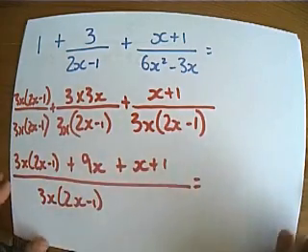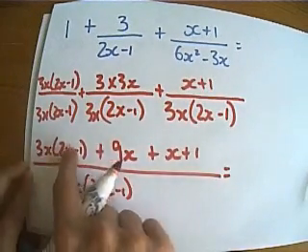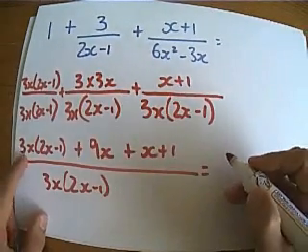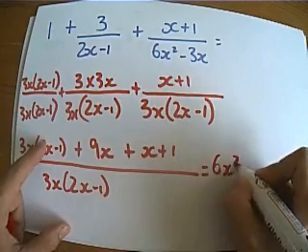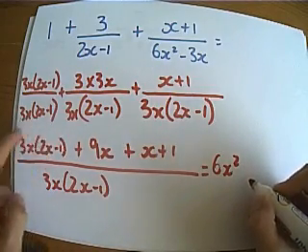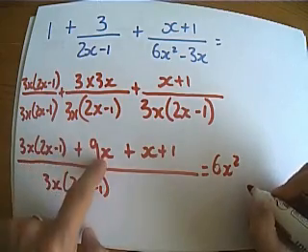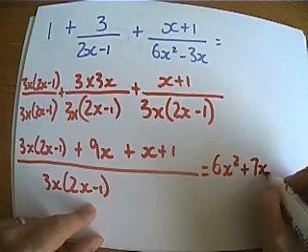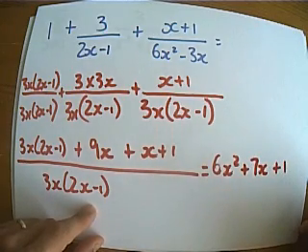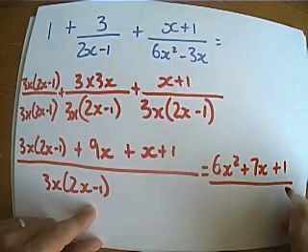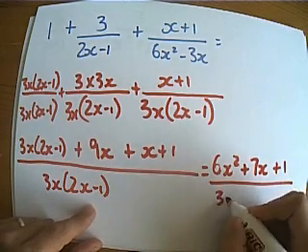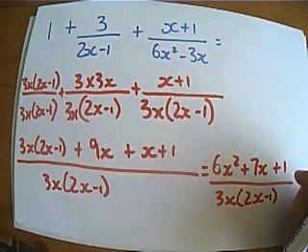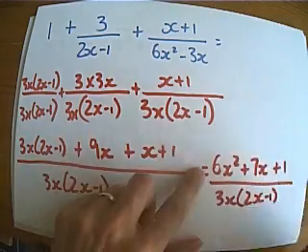Aha, this is beginning to look like a quadratic on the top, isn't it? If you have a look, we're going to end up with 6x squared minus 3x plus some x's. So let's just expand the brackets and tidy this up. 6x squared we're going to have. We're also going to have minus 3x, but then we're going to have plus 9x plus x. That's plus 10x. Take the 3x, that's going to be plus 7x plus 1 on the top. And on the bottom, we are going to have 3x, 2x minus 1. And I'm just wondering now whether we can factorise the expression on the top.